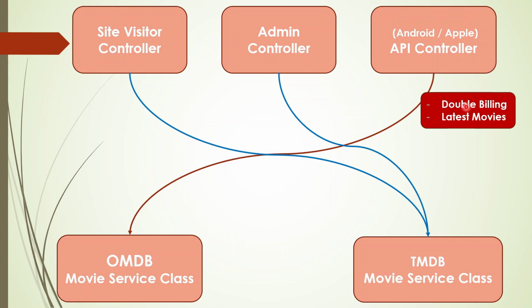Once they see the double billing, they also notice that their users are getting old movies, which could be driving them away from your website. This is going to cause a lot of arguments. You changed the code in this one, you also changed it in this one, but because you forgot to change it in the API controller, now the company is going to get a double bill.